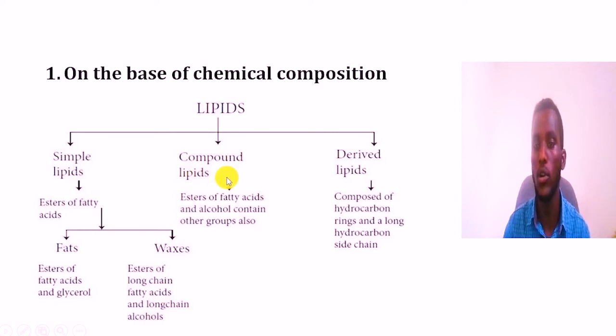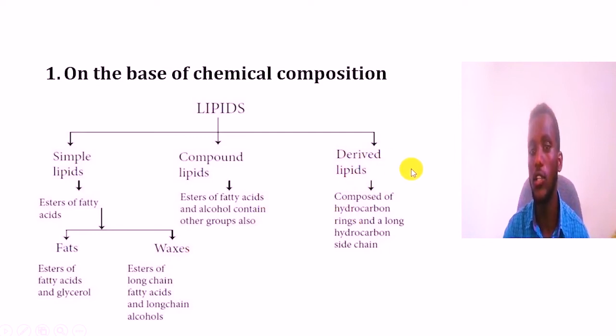The other class of lipid is compound lipid. What does compound lipid mean? It contains simple lipid, that is, fatty acid and glycerol, plus alcohol. In addition to the fatty acid and alcohol, it consists of another group. The other group can be phosphate or nitrogen. Lipids that contain such groups in their structures, we call compound lipids. We will see which ones they are. And the third one is what we call derived lipid.